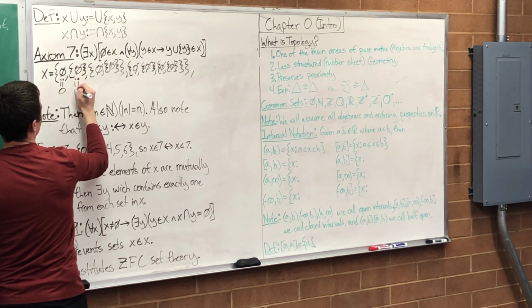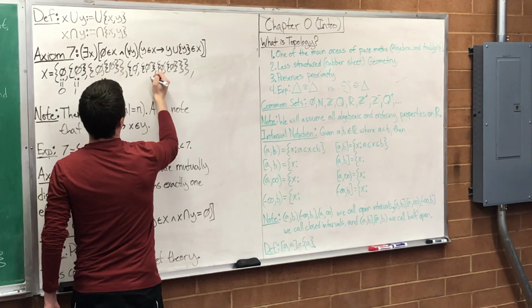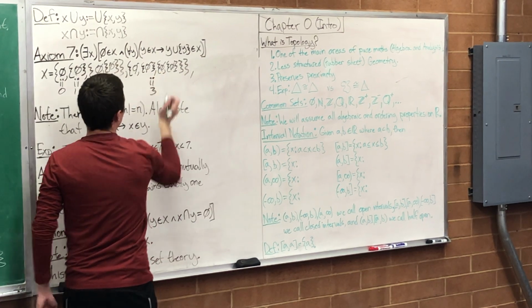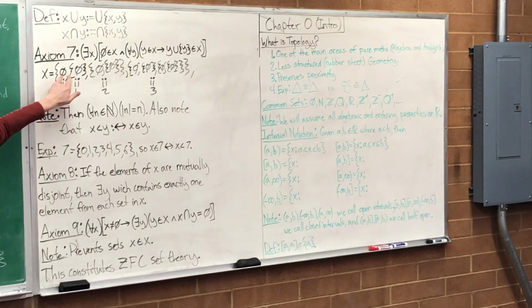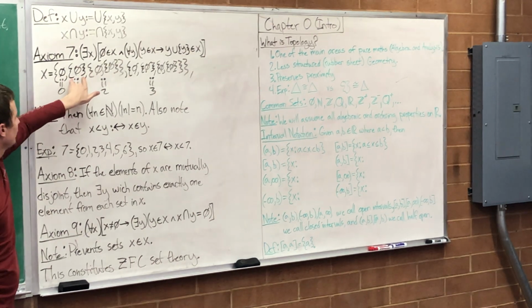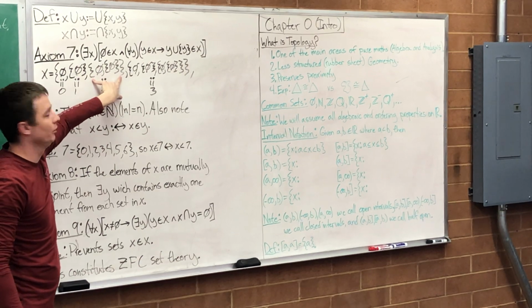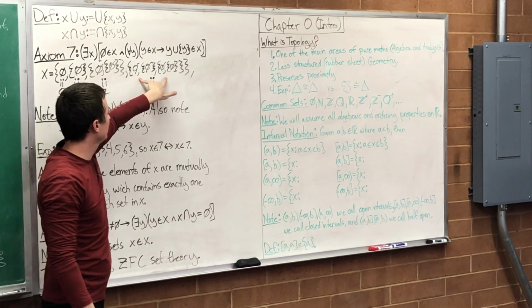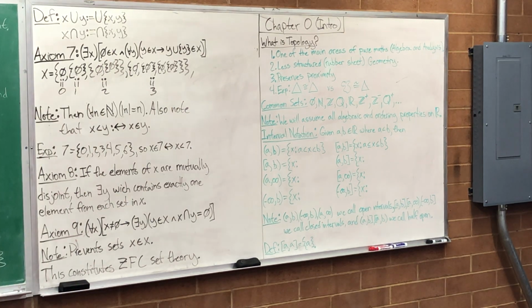This is what we define to be 1. This set is what we define to be 2. And this set is what we define to be 3. And notice some nice properties about it. How many things are in the empty set? 0. How many things are in the set containing the empty set? 1. How many things are in 2? 2. How many things are in 3? And if we continue on, there's going to be 4 things in 4, 5 things in 5, 6 things in 6.